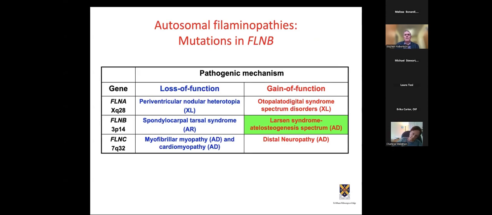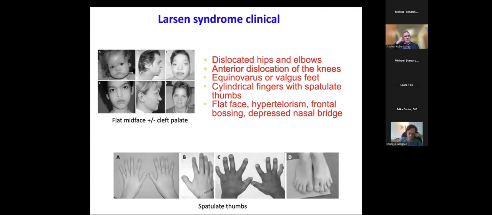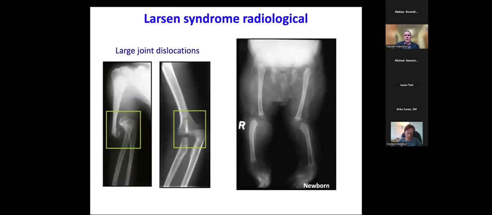The more familiar gain of function filamin B disorders will be now presented, and I think you'll recognize some of these. Perhaps the most famous is Larsen syndrome, characterized by congenital joint dislocations and some acral abnormalities which are strongly reminiscent of OPD1. You'll see down the bottom there the spatulate thumbs and toes, which are similar. The face in Larsen syndrome, we have a flat mid-face, cleft palate, and sometimes a small jaw. And here are some of the joint dislocations which are legion for this disorder. Knees, hips, and elbows being the most commonly affected.